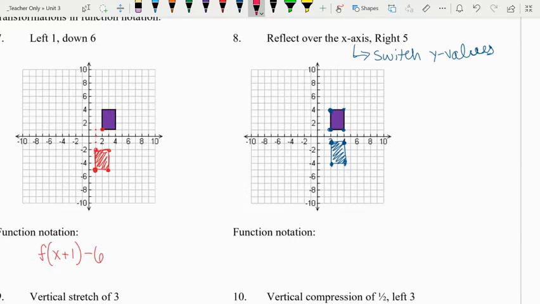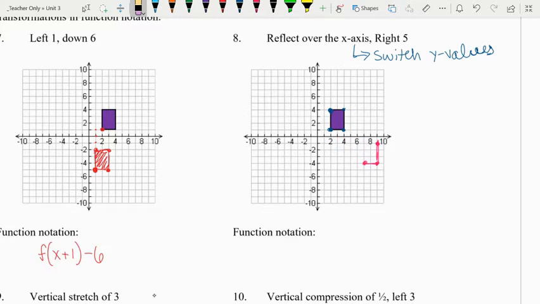So we reflected, but now we need to also move right 5. So I'm going to pick this point, and if we move right 5, 1, 2, 3, 4, 5, here it is, and finish drawing the rectangle. Okay, so this would be your final answer.